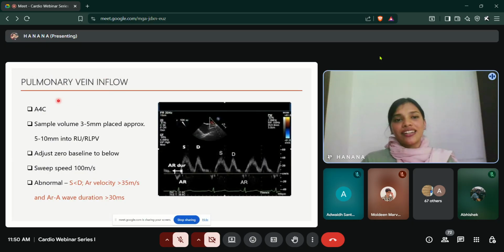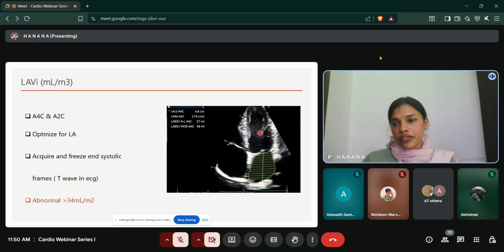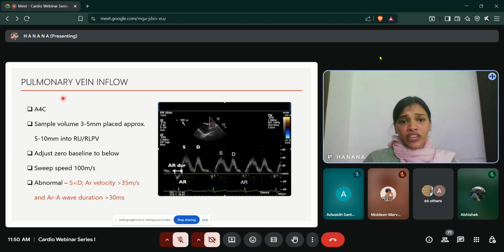Now it is a higher level thing, pulmonary vein inflow. Here we know this is the apical four-chamber view, and in this view we can see three pulmonary veins which drain into the LA. Here will be one, here will be two, and there will be one here also. This is the right upper pulmonary vein, the right lower pulmonary vein, the left upper pulmonary vein, and the left lower pulmonary vein. Most ideally we should be using the right upper and right lower pulmonary veins for the pulmonary vein inflows.